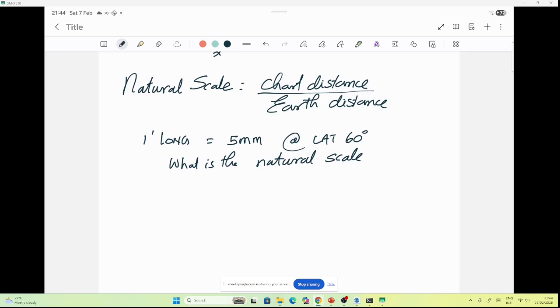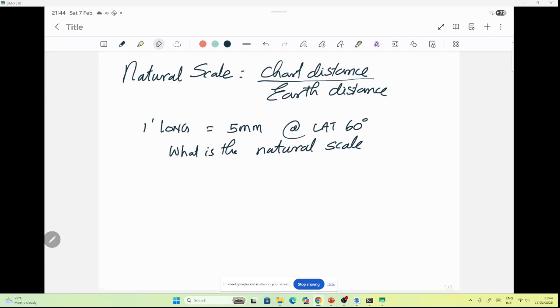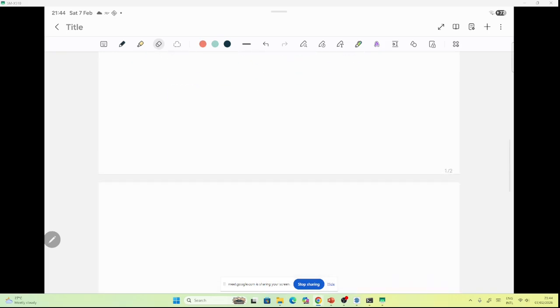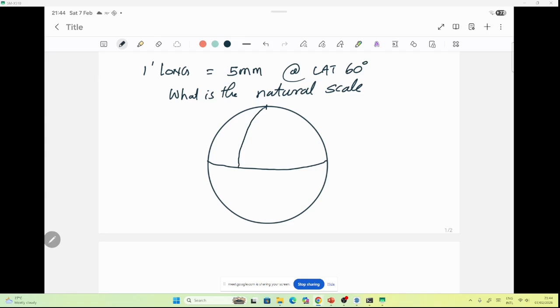So, what does it mean? If I draw the earth, okay, assume that this is the equator, so this is 60 degrees.